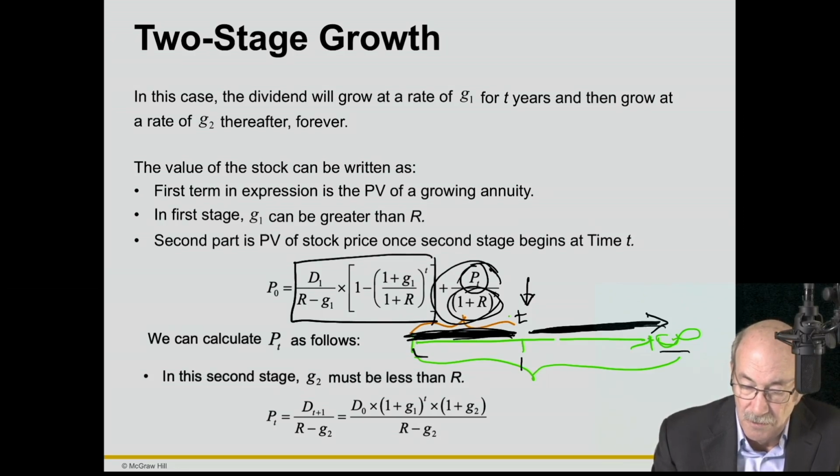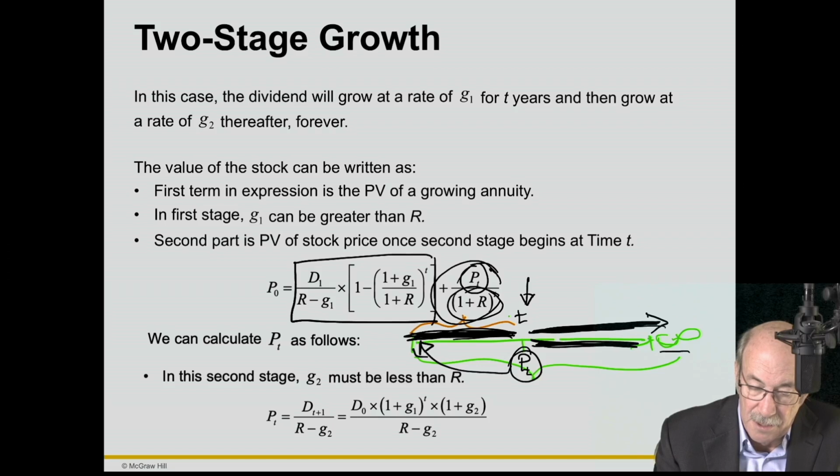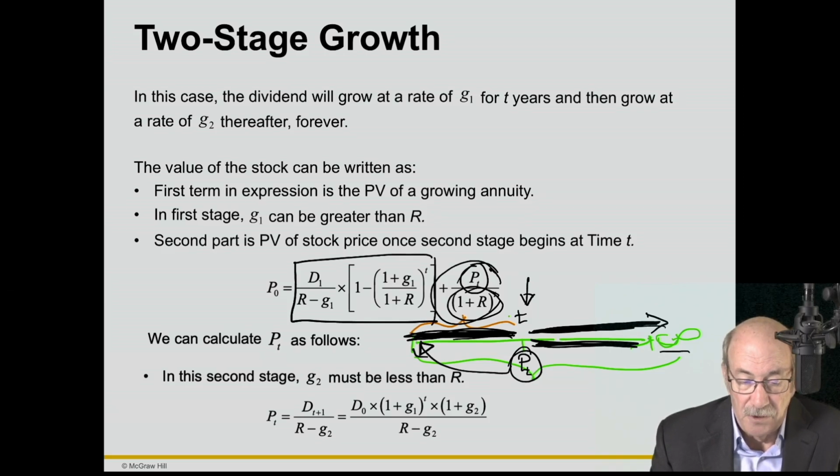So I've got the value over this time period already. I'm going to get the P sub t, which will give me the value out in this time period. And then I'm going to discount this back to today, and add the two pieces together, and I'm going to have my value at time 0.